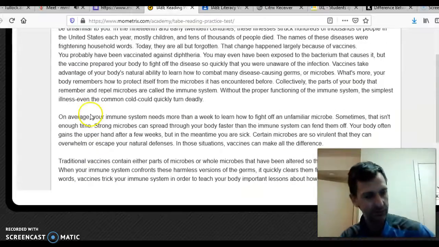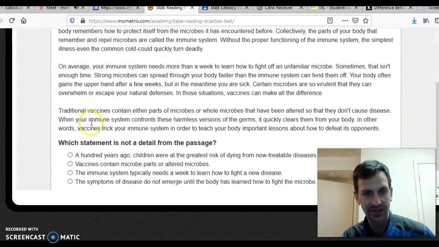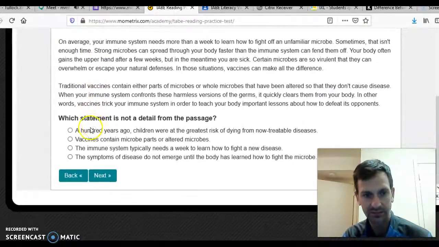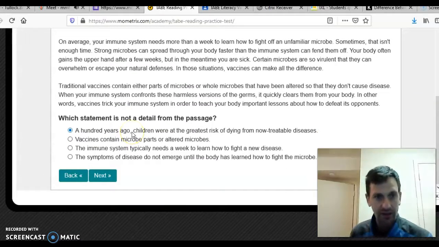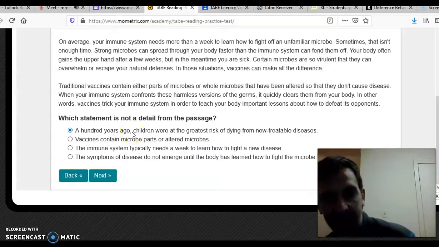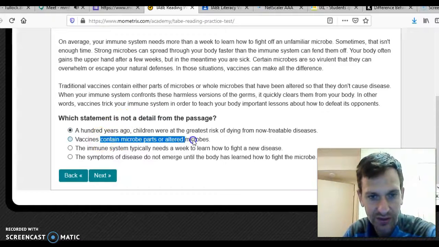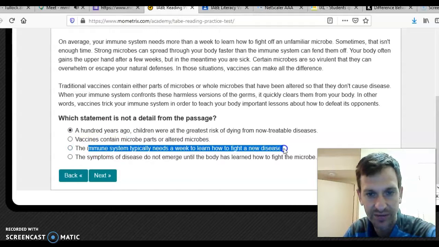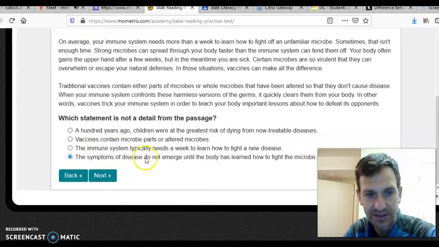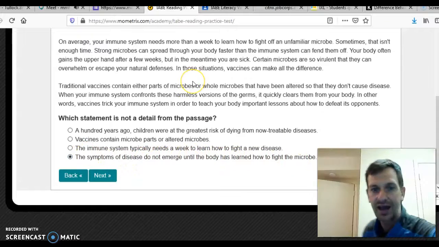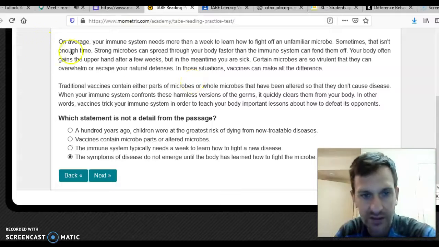What statement is not a detail? Alright, so we're focusing on, okay, let's look at these. 100 years ago, children were at the greatest risk of dying from untreatable diseases. Vaccines contain microbe parts or altered microbes. The immune system typically needs a week to learn how to fight a new disease. The symptoms of the disease do not emerge until the body has learned how to fight the microbe. So, not a detail: 100 years ago, children were at greatest risk.